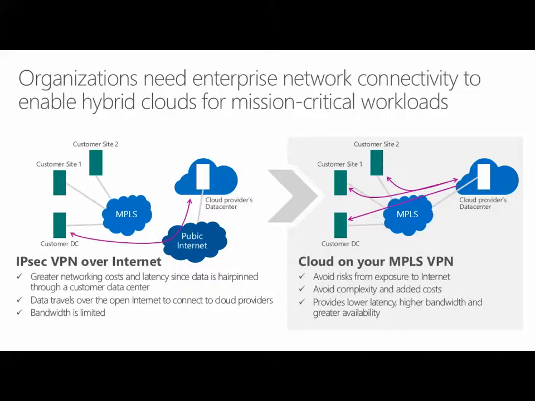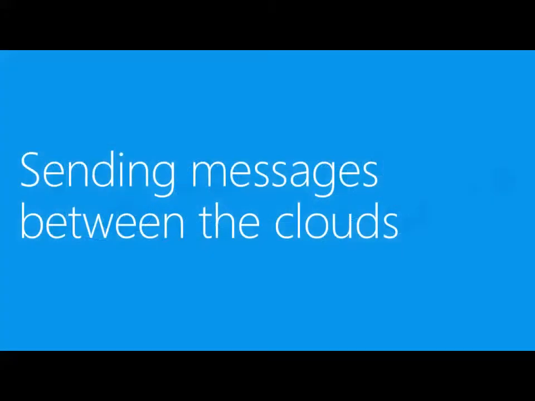Let's switch gears a bit and let's see how we can go further instead of just bringing the network connectivity between the different networks, but how we can allow applications to communicate directly in a secure manner without having to bring all the VPN configuration in place. This is called Azure Service Bus. It allows sending messages between the clouds.